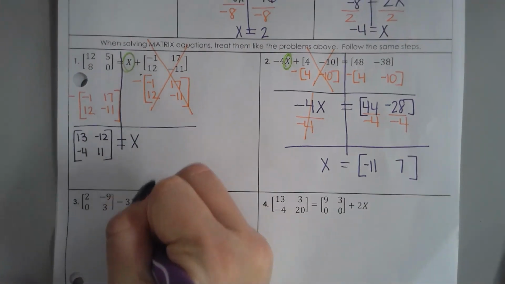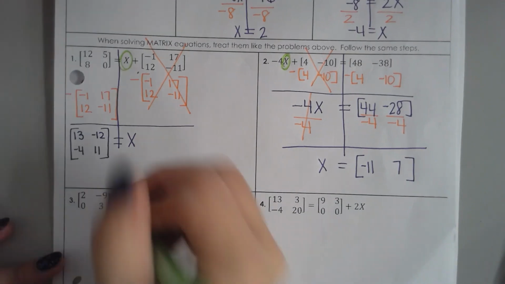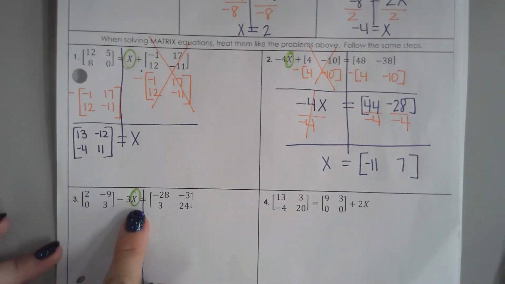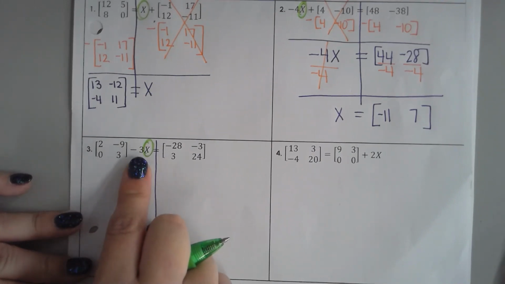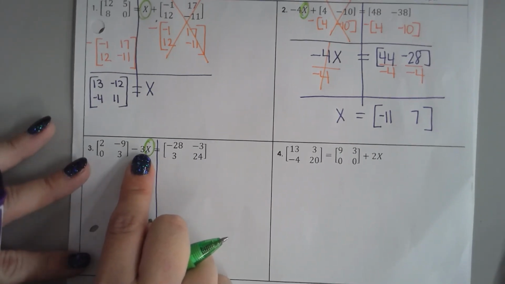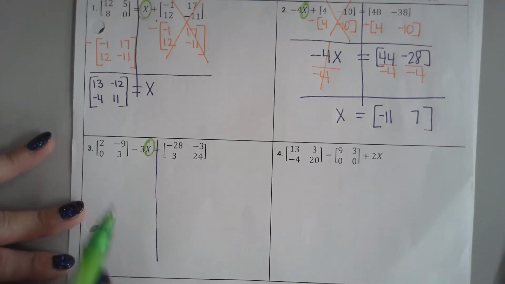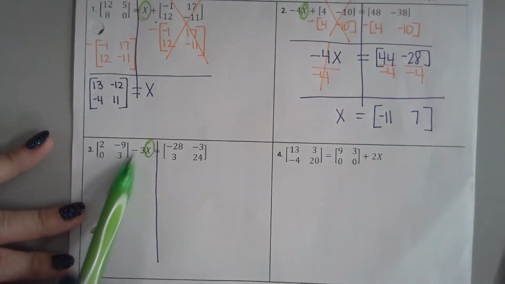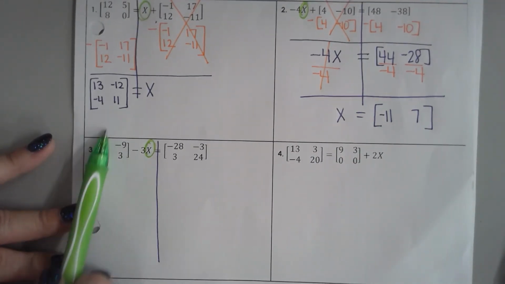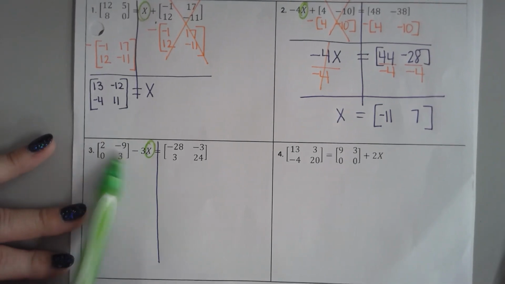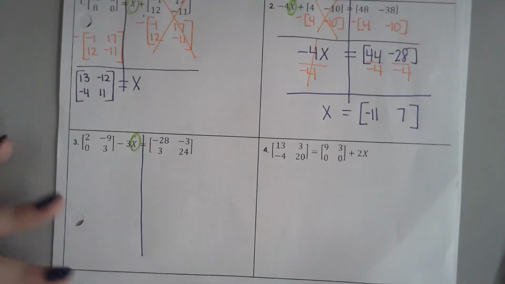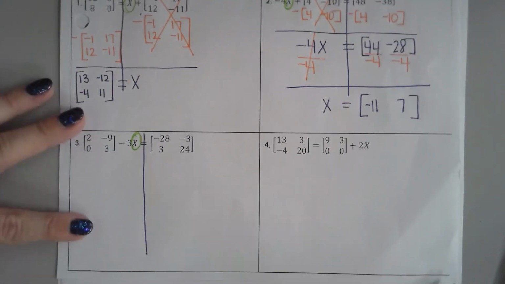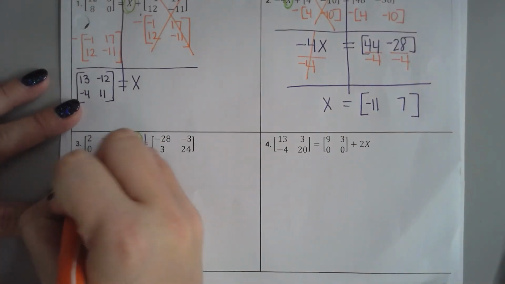Let's do number 3. Here's my x. So I've got to get rid of the matrix over here on the left and get rid of the -3. Which one do I have to work with first? The matrix. Specifically the one with the 2, the -9, because that's the one that's on the same side as the x, the same side of the line. So I'm going to subtract it from both sides.